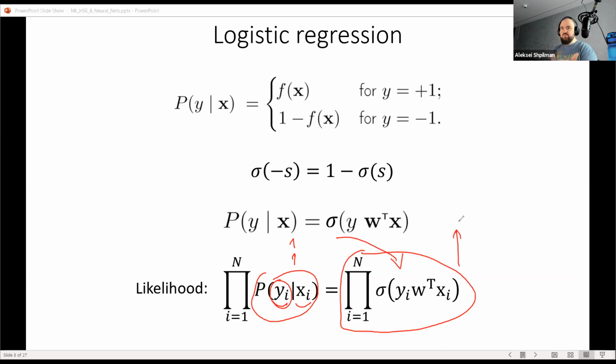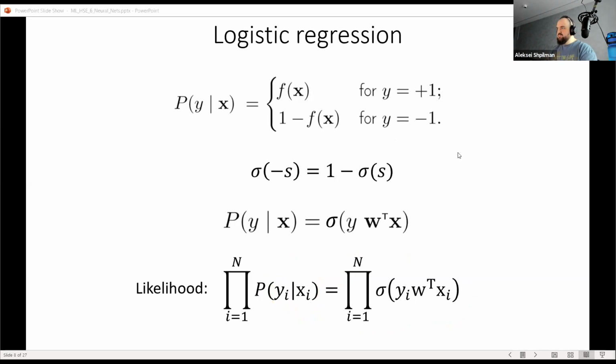Well, what is the perfect likelihood if everything is done perfectly? You can just turn on the mic or write in chat. 1, yes, correct. So if everything is perfect, then it's 1. Well, of course, it cannot be exactly 1, right? Because 1 is not reached by a logistic function. But it can go as close to 1 as it can.